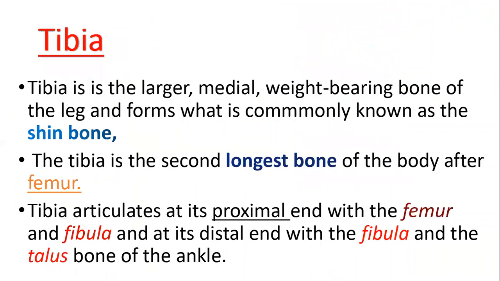For tibia, we have: tibia is the larger medial weight-bearing bone of the leg and forms what is commonly known as the shin bone. The tibia is the second longest bone of the body, just after the femur, which we were able to check from our previous slides. Tibia articulates at its proximal end with the femur and fibula, and at its distal end with the fibula and talus bone of the ankle. So these are the joints formed by the bone tibia with other bones which it comes into contact with.